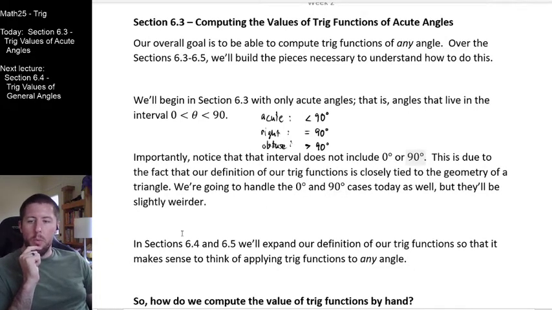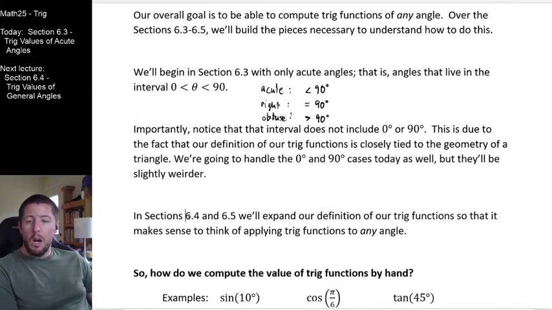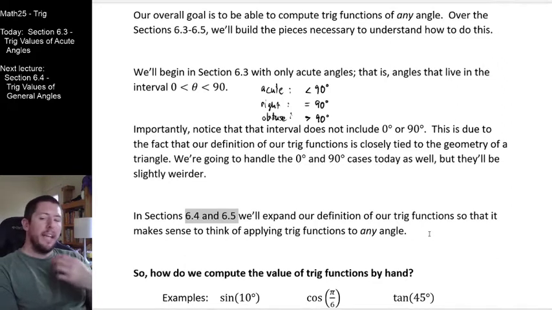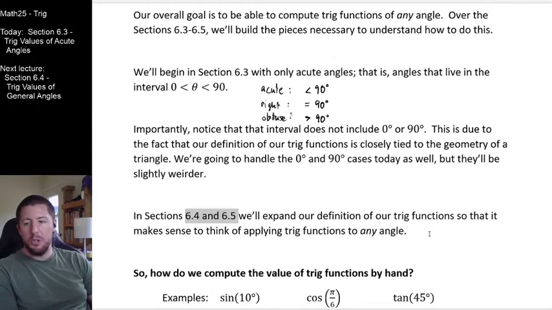They're just going to be a little bit weirder, but they're still going to follow the same pattern of reasoning as to how we find the others of interest to us today. And again, where we're headed is that in the next two sections, we're going to continue to expand our definition. We're going to, in a sense, alter how we think about what the sine, cosine, tangent functions are actually doing to help us understand how they can apply to angles that you don't necessarily see within a right triangle. So that's the direction that we're heading here.